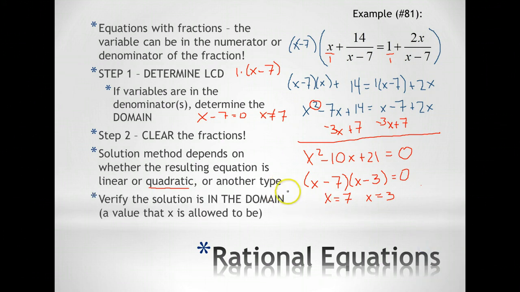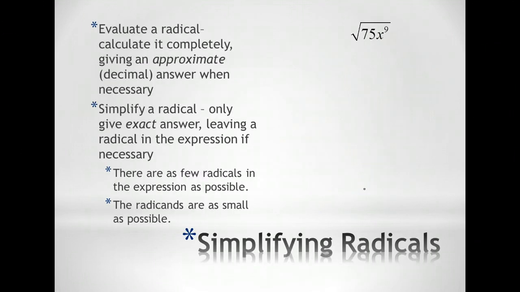So now I need to verify that my solution is in the domain. Okay, so here's what I'm talking about. We figured out that x can't equal 7 because if it was 7, the denominator of these fractions would be 0. But I found here x equals 7. Okay, so what does that mean? That means this isn't really an answer. No, this one will not work. So I only have one solution to this problem, and it's x equals 3.